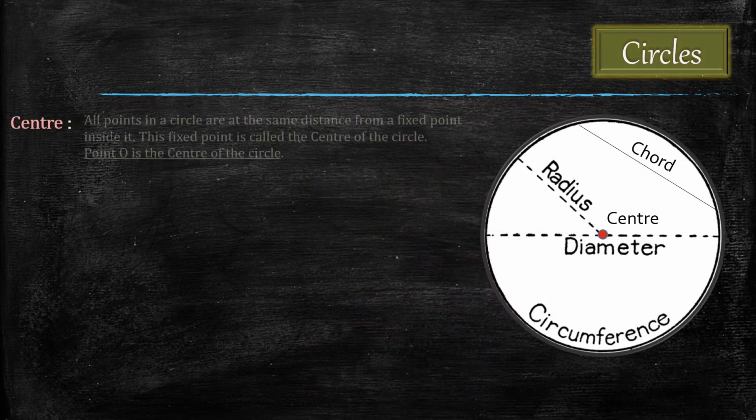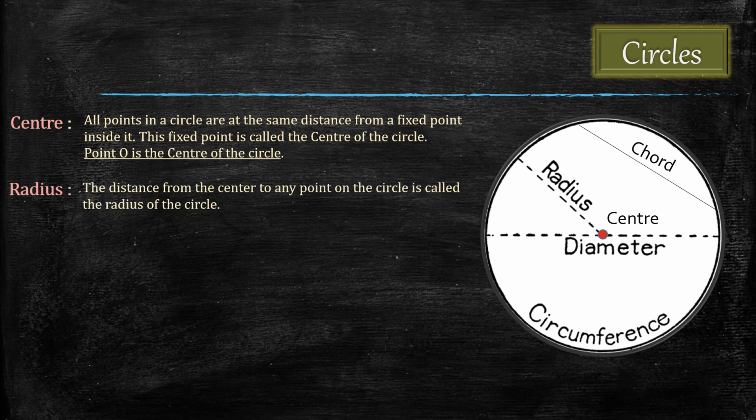Center. All points in a circle are at the same distance from a fixed point inside it. That fixed point is called the center of the circle. Here, point O is the center of the circle. Radius. The distance from the center to any point on the circle is called the radius. It is always equal in length.